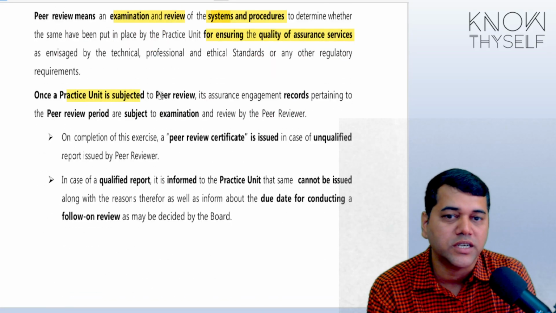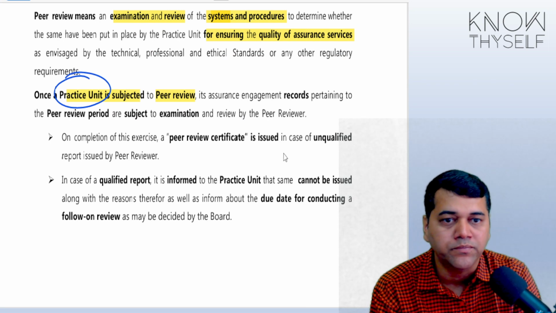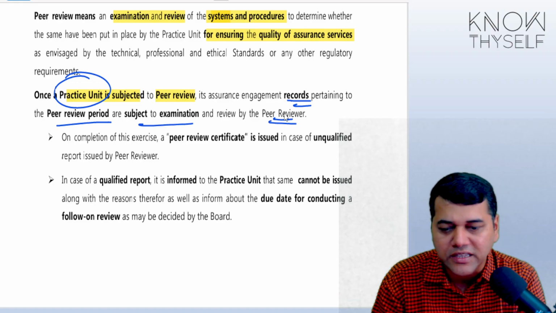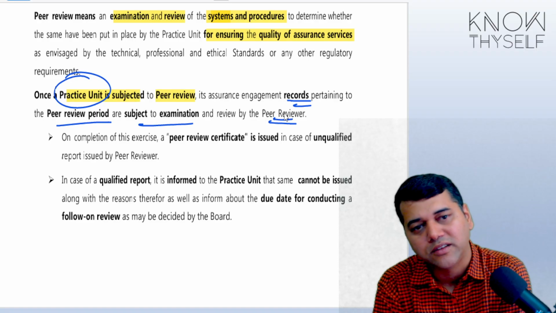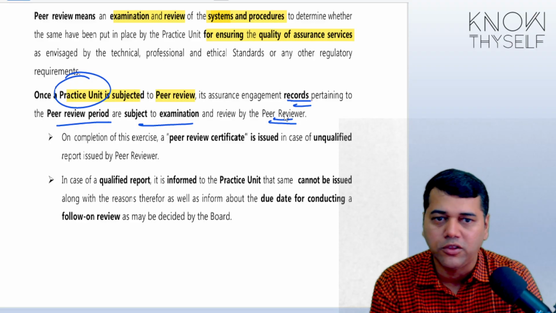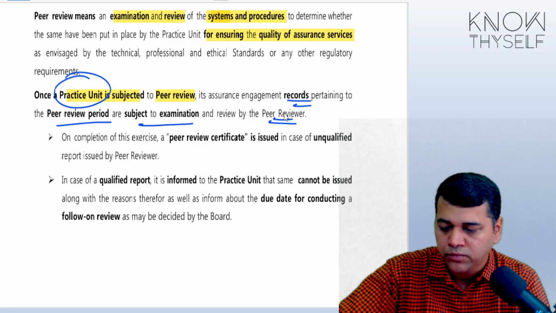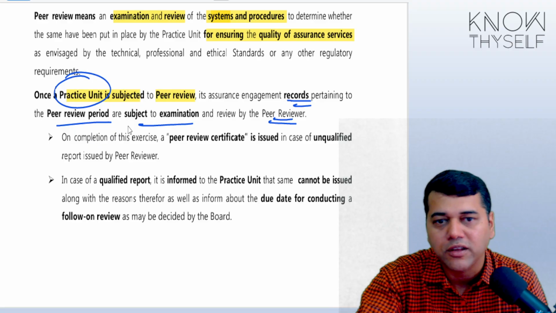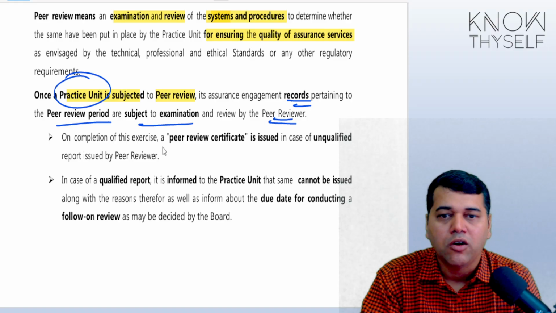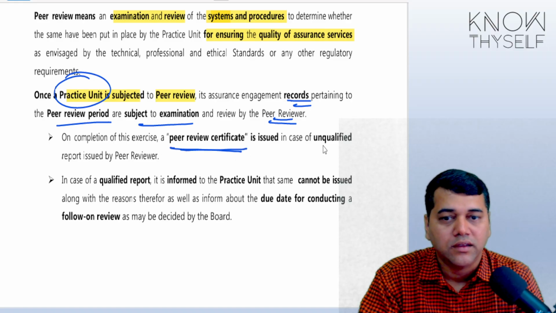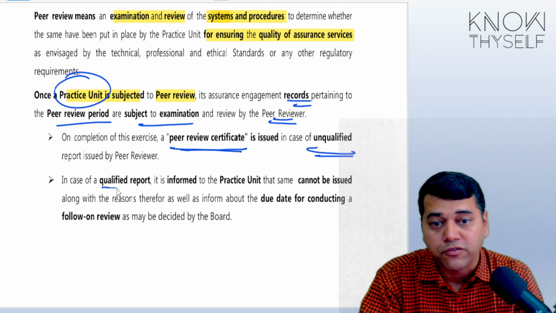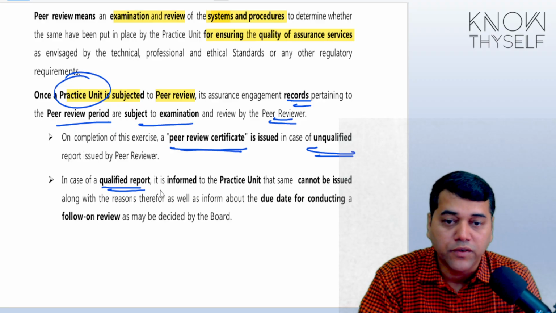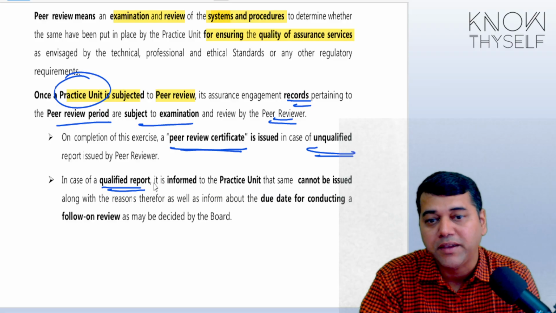Once a practice unit, meaning your audit firm, is subjected to peer review, the records pertaining to peer review are subject to examination by the peer reviewer. Previously, in the old syllabus, there was the procedure: who can be a peer reviewer and how they are selected. Here they didn't cover all those things. They told it in very simple language that peer review is done to verify the systems and controls. Peer reviewers go there, check the records, and examine them. On completion, they give a peer review certificate, and everybody expects an unqualified one. In case a qualified report is given, it is informed to the practice unit that the same cannot be issued.